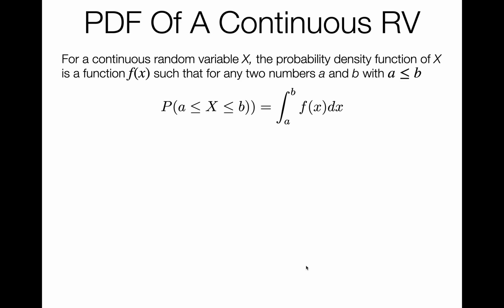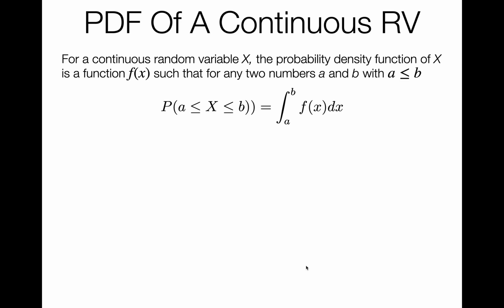A continuous random variable x is going to have a PDF, or probability density function. It's a function f, just like any other function, and we define the PDF this way. If I'm looking for the probability that x, the random variable, is between a and b, what I do is I take the integral of the PDF from a to b. Okay, so that's how you define a PDF.